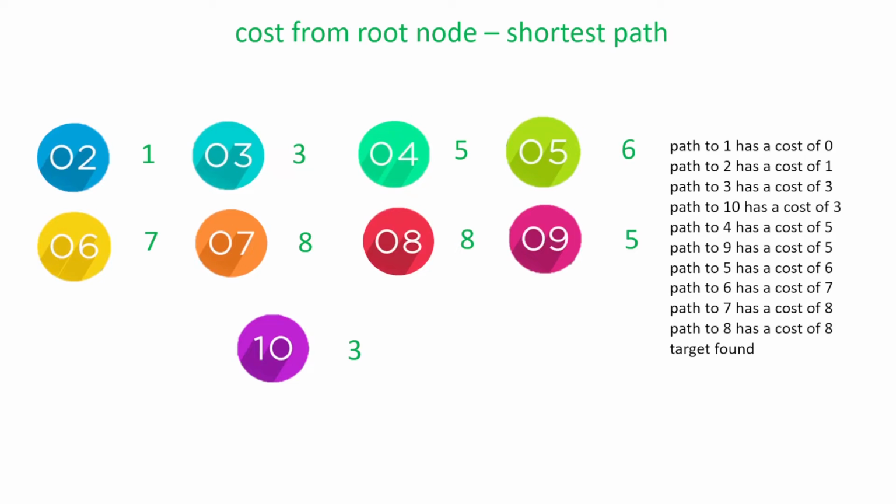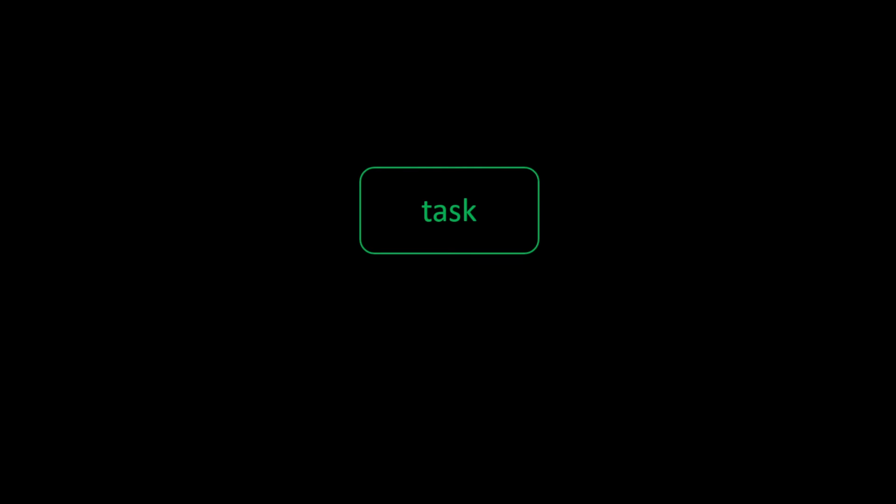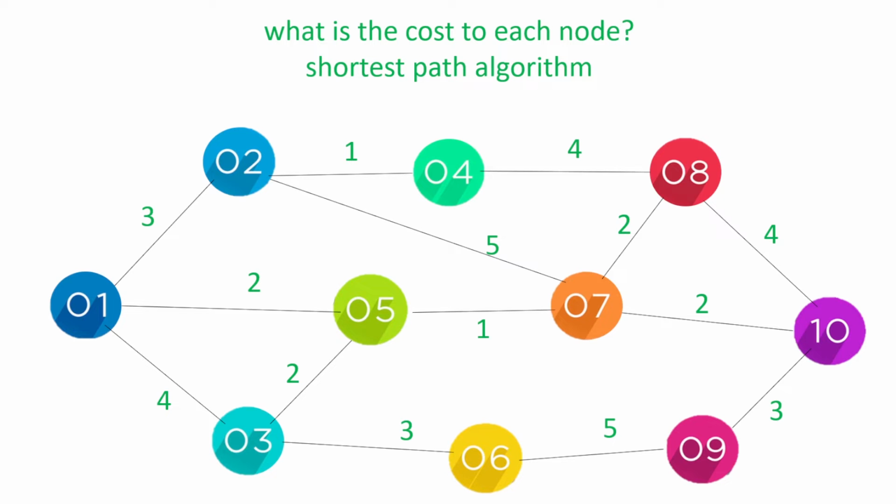We can see here the output of our code and the example we used in the slides. How about a task for you to work out? Now, rather than a tree, we're going to apply this algorithm on a graph. What is the cost from the root node 1 to each of these nodes?